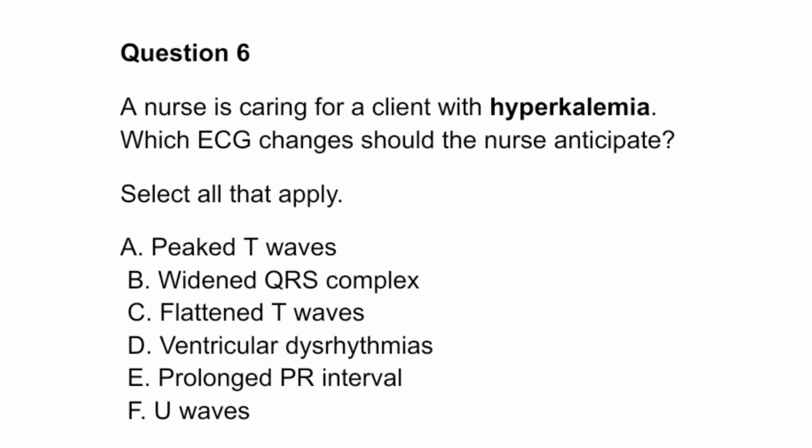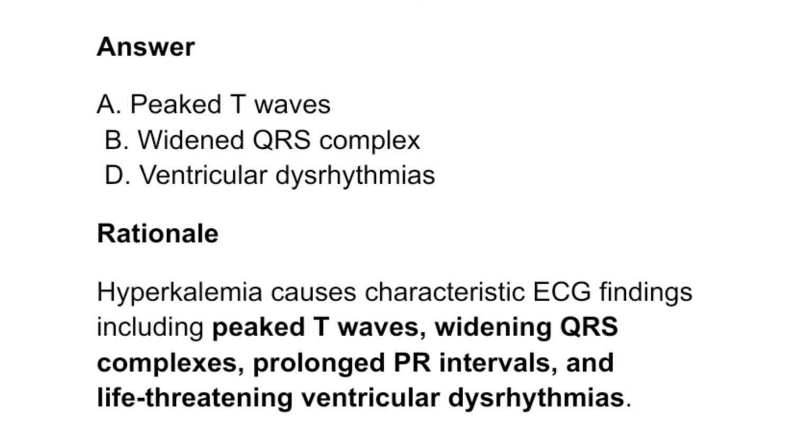F. U waves. Answer. A. Peaked T waves. B. Widened QRS complexes. D. Ventricular dysrhythmias. Rationale. Hyperkalemia causes characteristic ECG findings including peaked T waves, widening QRS complexes, prolonged PR intervals, and life-threatening ventricular dysrhythmias.